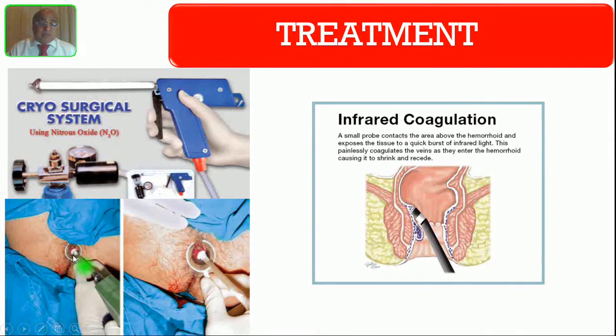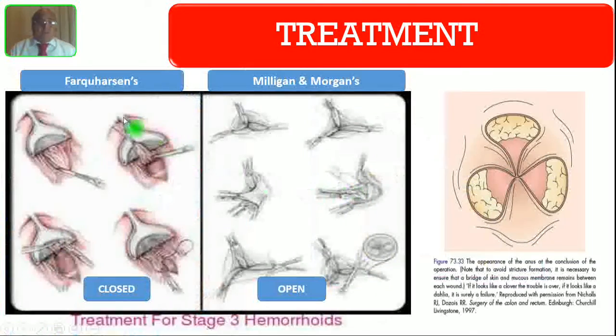You have to use this liquid nitrogen that will freeze the tissue there, but nowadays we are not using it because the healing is prolonged and there will be quite a large amount of discharge from the wound. So nowadays we are not doing this one, and this is the infrared coagulation. You have to apply the infrared rays just above the hemorrhoidal tissue, and both these techniques we are not doing, not in vogue now.